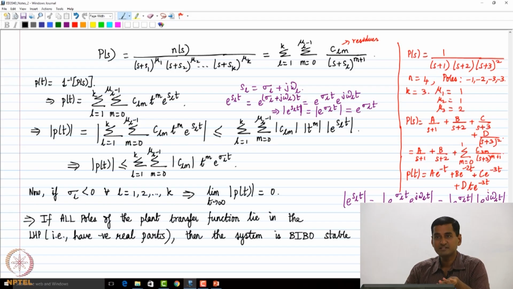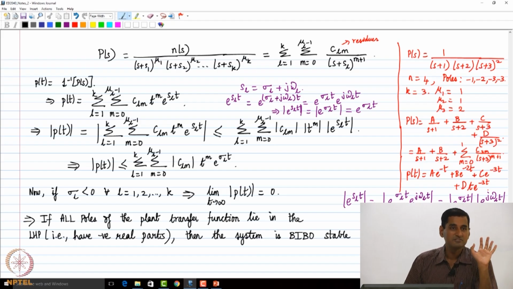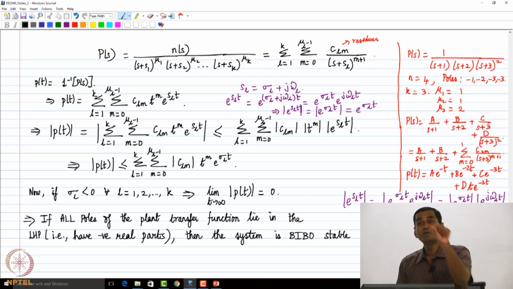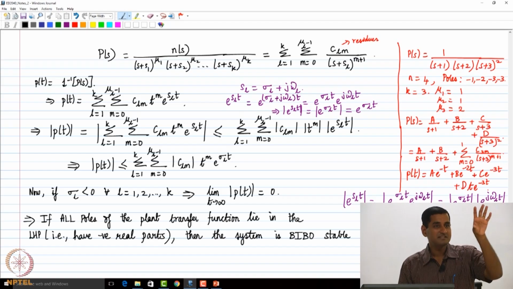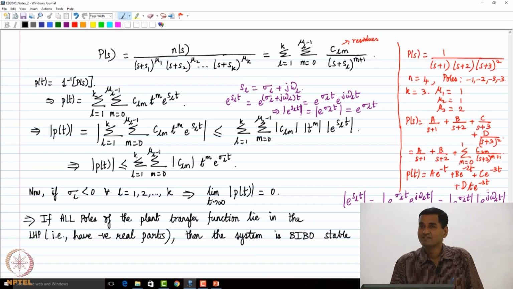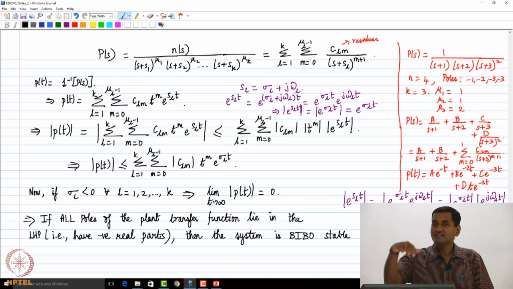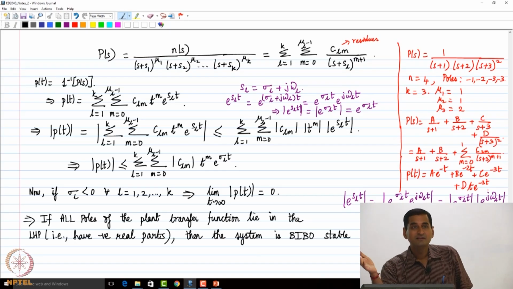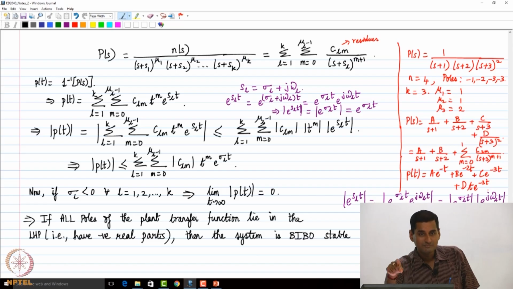Okay, so is this also necessary? What do I mean by necessary? We have only shown what is called a sufficiency condition, right? What we have shown is that if all poles lie in the left half plane, the system is BIBO stable. Now the opposite question arises: if a system has to be BIBO stable, do all poles need to lie in the left half complex plane? I hope all of us understand necessary condition, sufficient condition, and necessary and sufficient condition. If A is necessary for B to happen, that means that A needs to be true for B to happen. That need not imply that only A is required for B to happen, right?